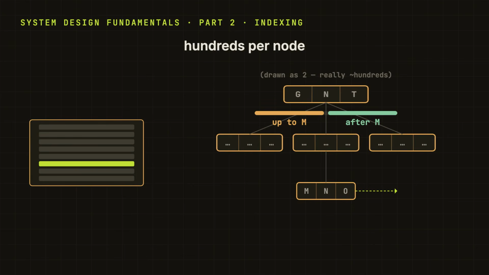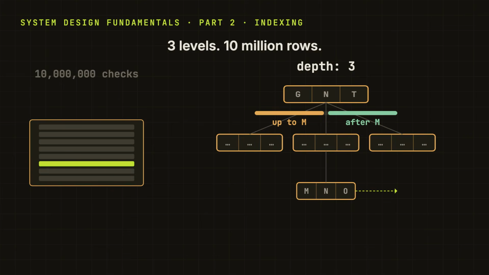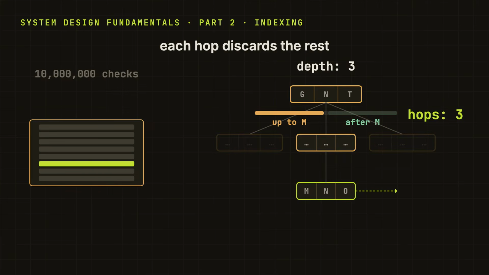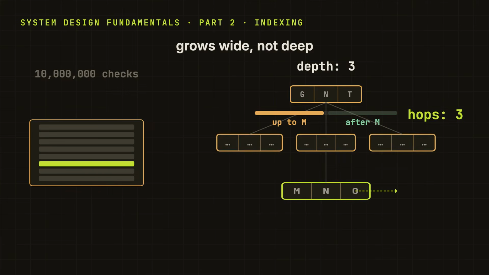Because every node holds hundreds of values, the tree stays very shallow. Even for 10 million rows, it is only 3 or 4 levels deep. So the database does 3 or 4 hops instead of 10 million checks. And each hop throws away most of the data that is left. And the tree rebalances itself as you insert new rows, which is how it stays shallow as the table grows. That is the whole magic.